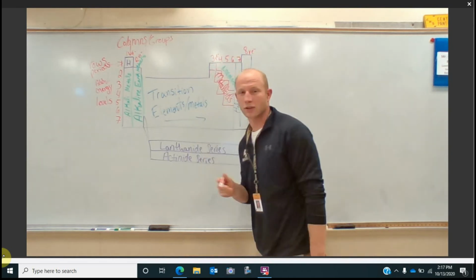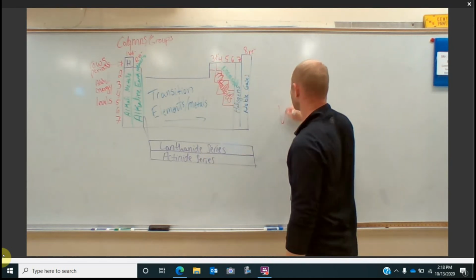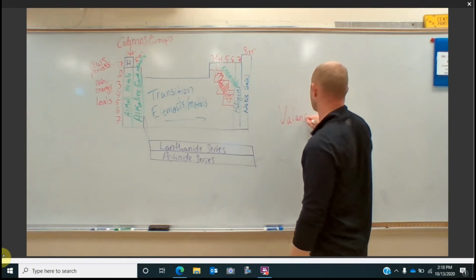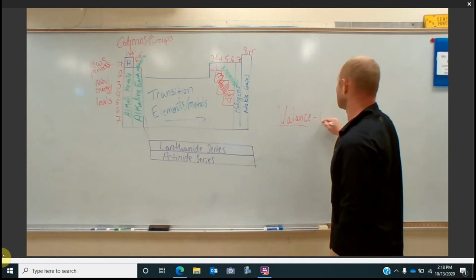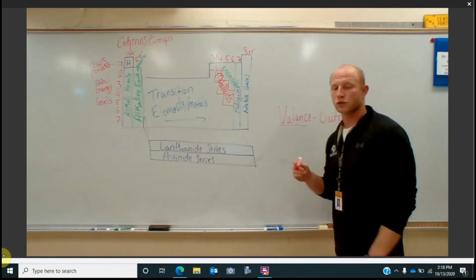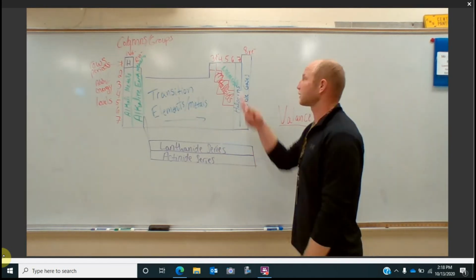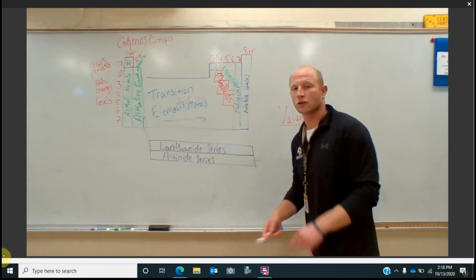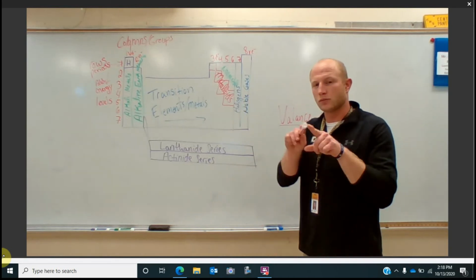And you guys are hearing me say valence electron. Valence just means outer. So really when we're starting to do these energy levels and we're looking at the electrons, we're looking at the electrons on the last energy level, okay?